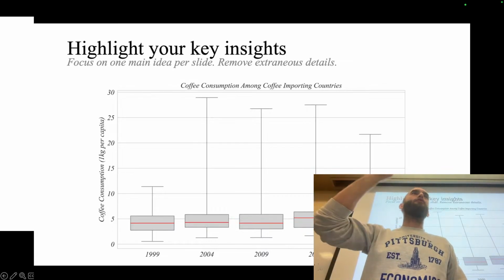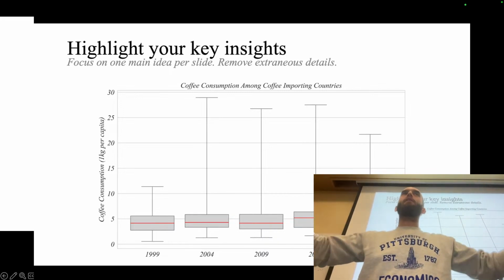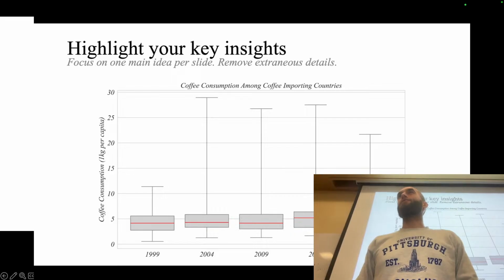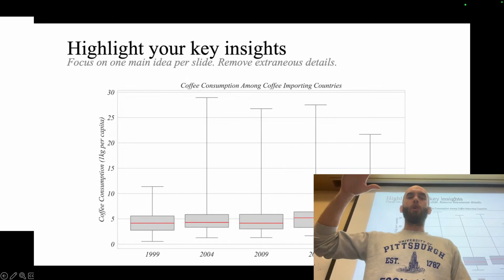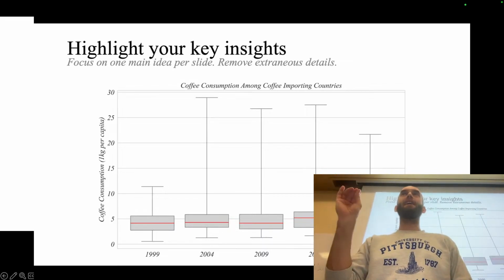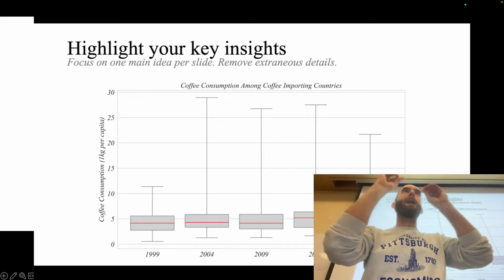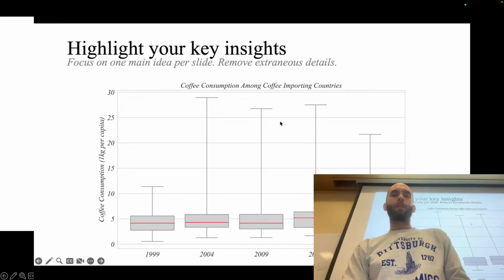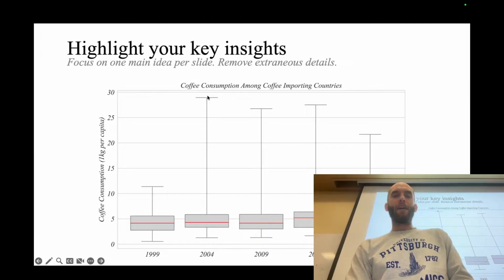I want your eyeballs focused on the median, which allows me to communicate my main point, which, if you remember, was asking you questions about which years have a median higher than or lower than 5 kilograms per capita. And so what I did, if you remember, is I highlighted the medians, and that pointed your eyeball in the place that I wanted it. And I've removed a lot of details. I haven't included numbers on the box plot. I've just given you the medians.